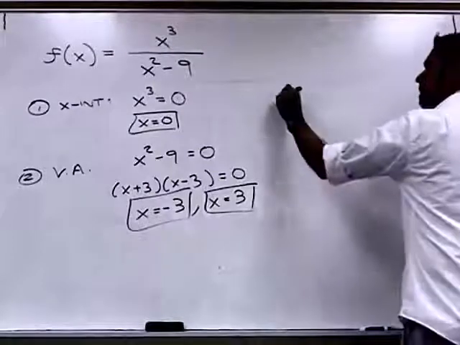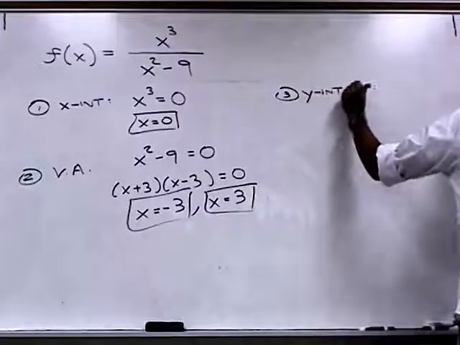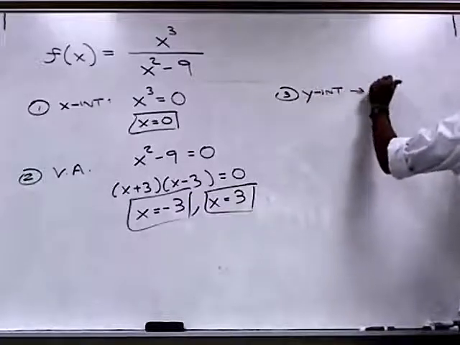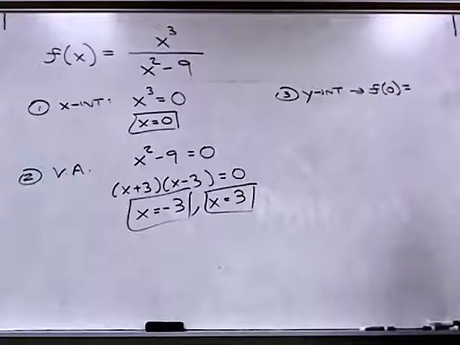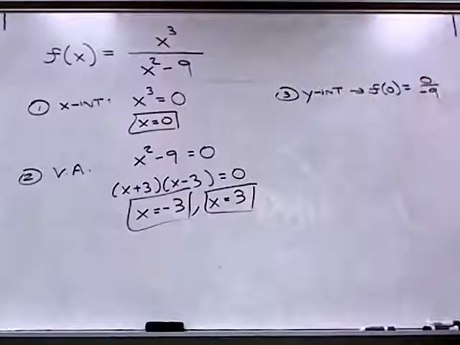Third step, y-intercept. Set the function to 0. I keep saying that. Put 0 in the function. What do you get? 0 over -9, is that okay? It's okay to have 0 on top, right? Okay, so that's just 0. That's our y-intercept.